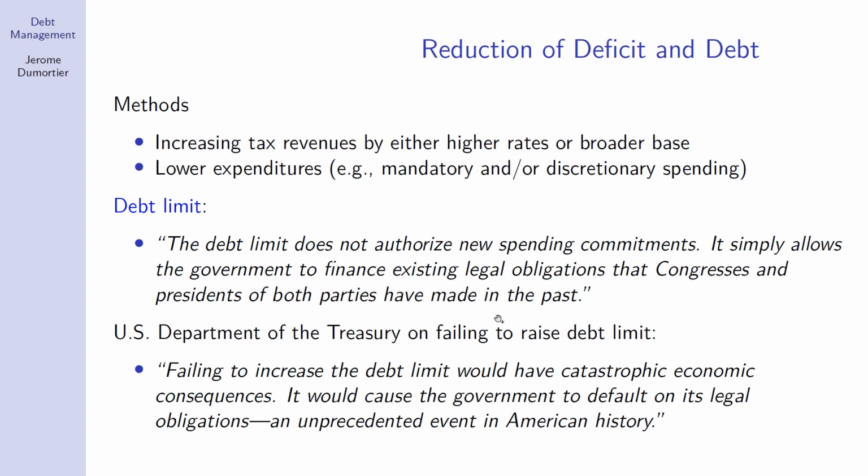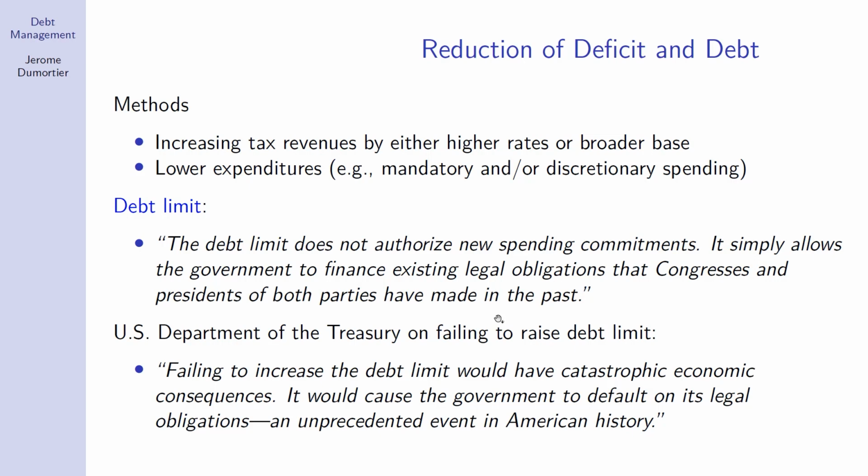Now, there are various methods to reduce the deficit and the debt, and of course both of those methods are very unpopular. The first one is basically increasing the tax revenues, either by higher rates or by a broader tax base. Now, of course, politically this is very unpopular. But so is the second method, which is basically lowering current expenditures. That also means that fewer services and goods are provided.